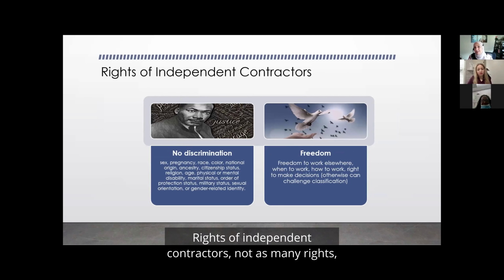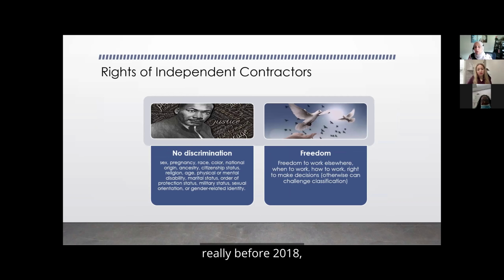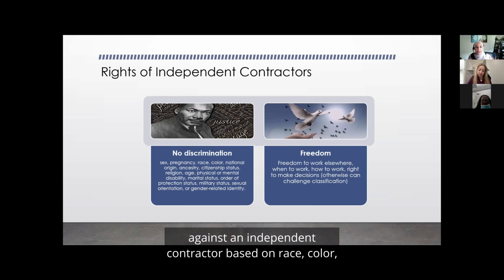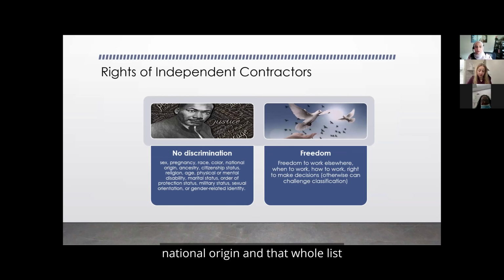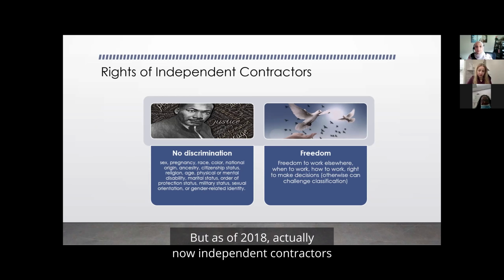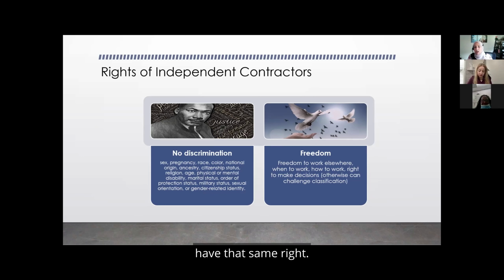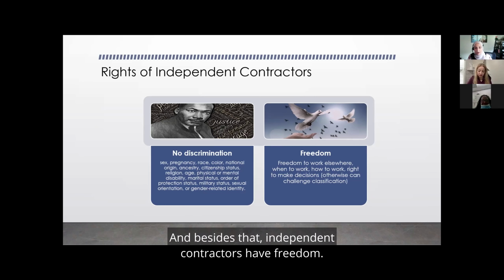Rights of independent contractors, not as many rights, really. Before 2018, actually, an employer could discriminate against an independent contractor based on race, color, national origin, and that whole list that you see on my screen. But as of 2018, independent contractors now have that same right. And besides that, independent contractors have freedom. That's what makes them an independent contractor, really. Ultimately, they have the right to work somewhere else. They have the right to decide how to work, when to work, where to work, that sort of thing.